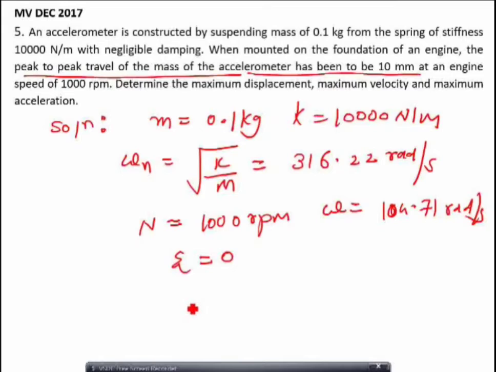Peak to peak travel means what they have given you is z, that is nothing but the relative amplitude, which is equal to 10 mm. So they have given you the amplitude in terms of mm, or the displacement. They haven't given you the acceleration, so you have to use the formula of displacement only. That is the basic seismometer formula. You will not be using the modified formula. So what is the basic formula?